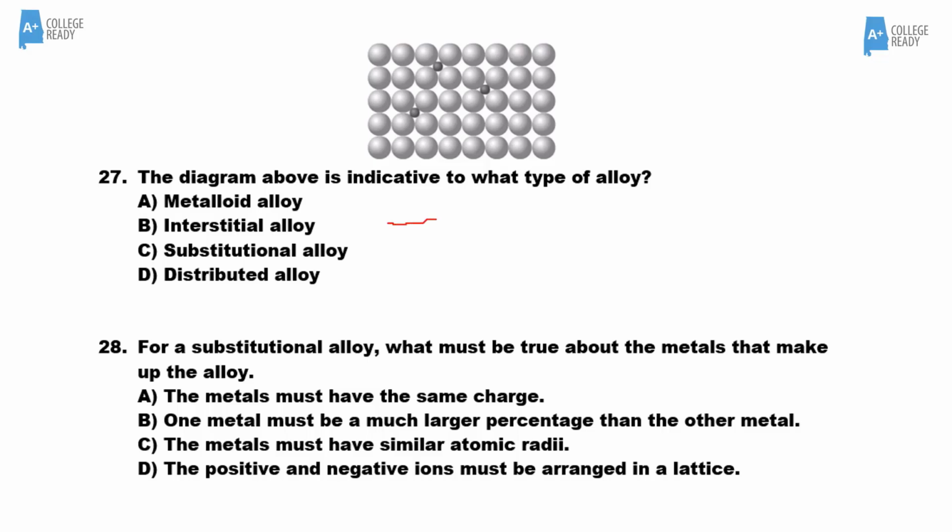Substitutional would be one of these great big circles was taken out and replaced with some other kind of metal. Distributed isn't even a thing, and a metalloid alloy isn't really one of the types of alloys that we need to worry about. When you have a substitutional alloy, they have to be similar in size. So that's the correct answer here, C, and that's just a definition thing.